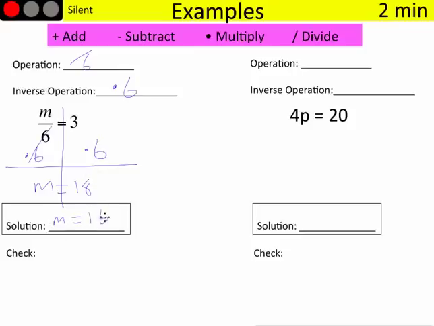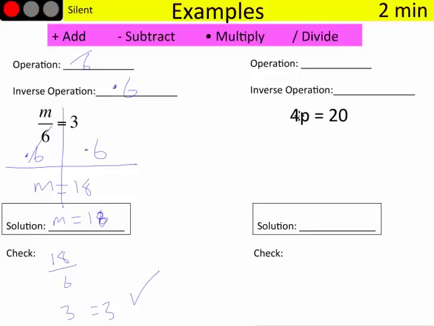So if m equals 18 is our solution, let's see if it checks out. We have m divided by 6, so 18 divided by 6. 18 divided by 6 is 3, which is what we wanted. So our answer is correct.